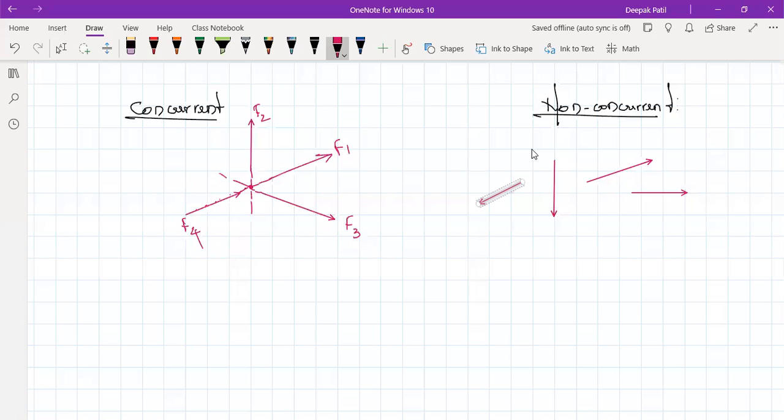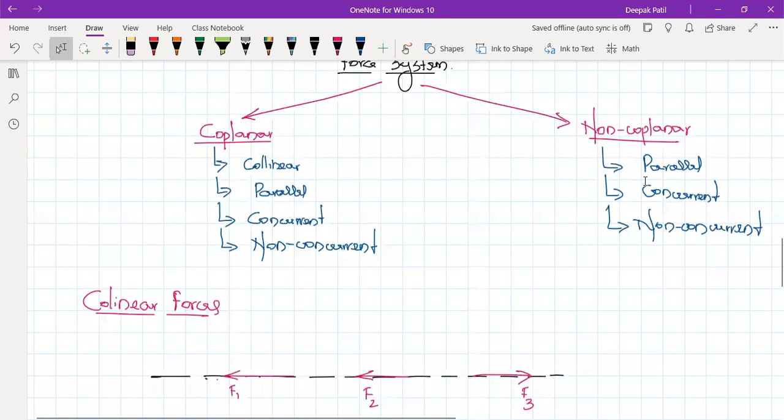Are you clear, students? Yes, sir. As I told you earlier, we are studying only coplanar forces. Non-coplanar force systems we are not studying, so we will not worry about that. So this is the coplanar force system. Let me stop here, and in my next class I will deal with the next topic, resolution of forces and related things.